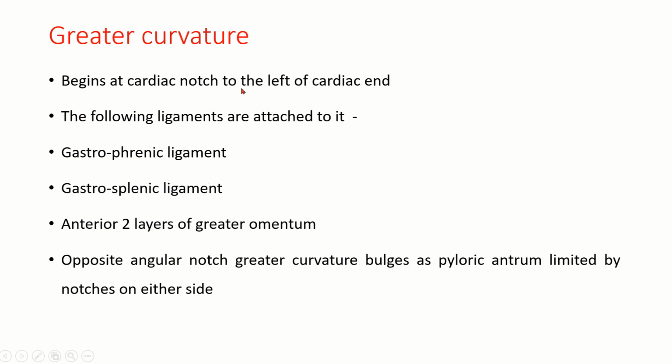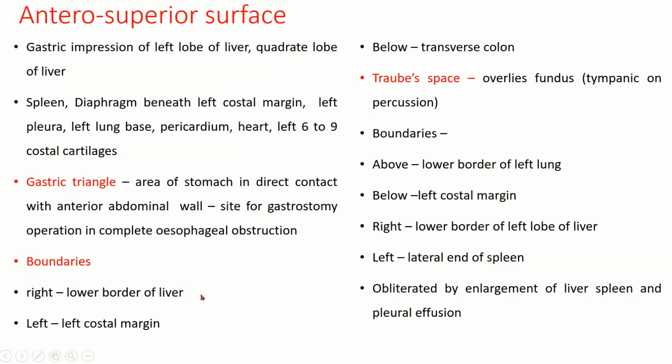Greater curvature begins at the cardiac notch, slightly to the left of the cardiac end. Then the following ligaments are attached to the greater curvature, namely the gastrophrenic ligament, gastrosplenic ligament, and anterior two layers of the greater omentum. Opposite the angular notch, the greater curvature bulges as the pyloric antrum, limited by notches on either side, as I have shown in the earlier diagram.